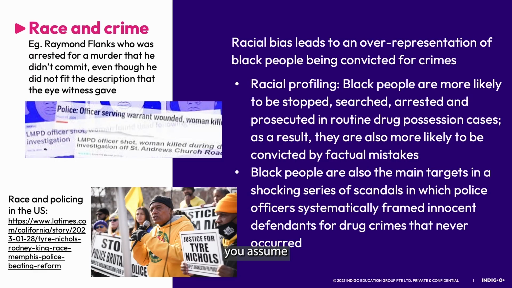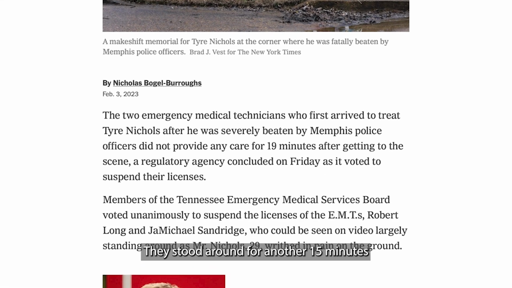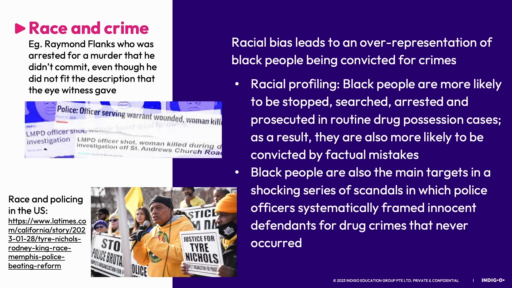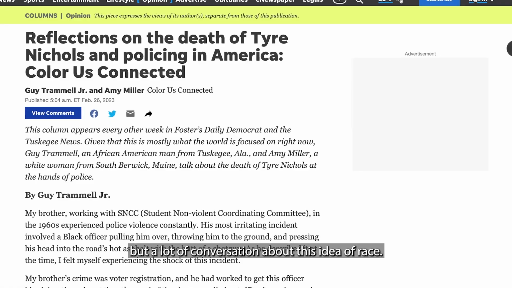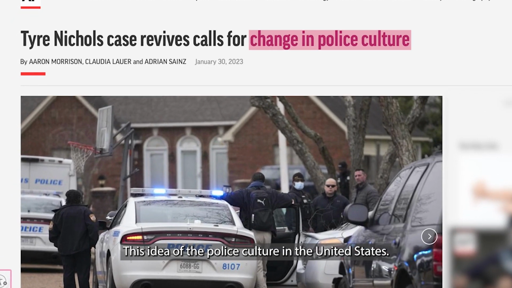And strangely enough, you would assume that these 5 police officers, because they themselves are African American, it wouldn't be an issue. They shouldn't have been the ones, right? It used to be, oh, you know, we're thinking about white police officers that are beating up black suspects. But this is an African American suspect. And when the ambulance came and the first responders came, right, they stood around for another 15 minutes while waiting for the police officers to finish beating up this guy, right? So evidently this guy died a couple of days later. It has once again caused a lot of anger, but a lot of conversation about this idea of race, this idea of the police culture in the United States.